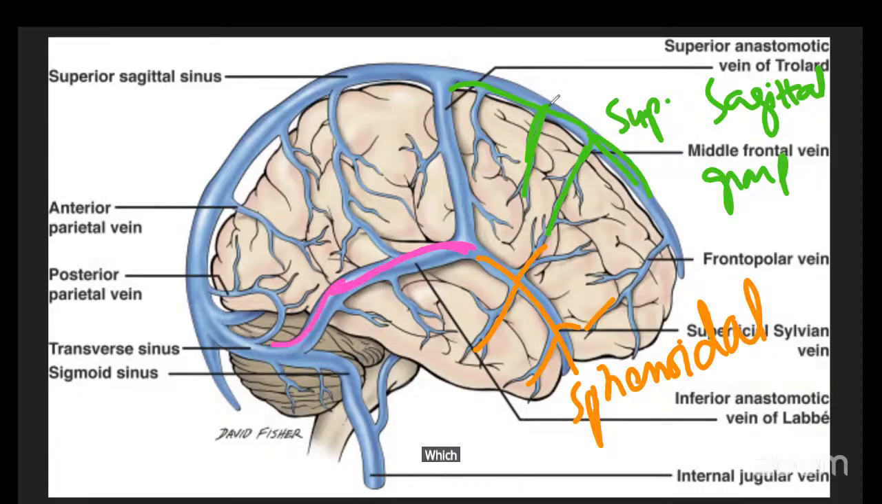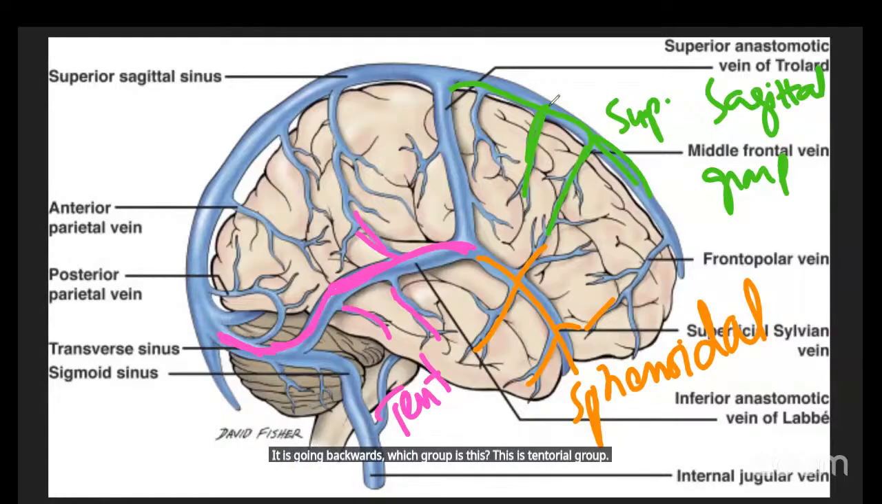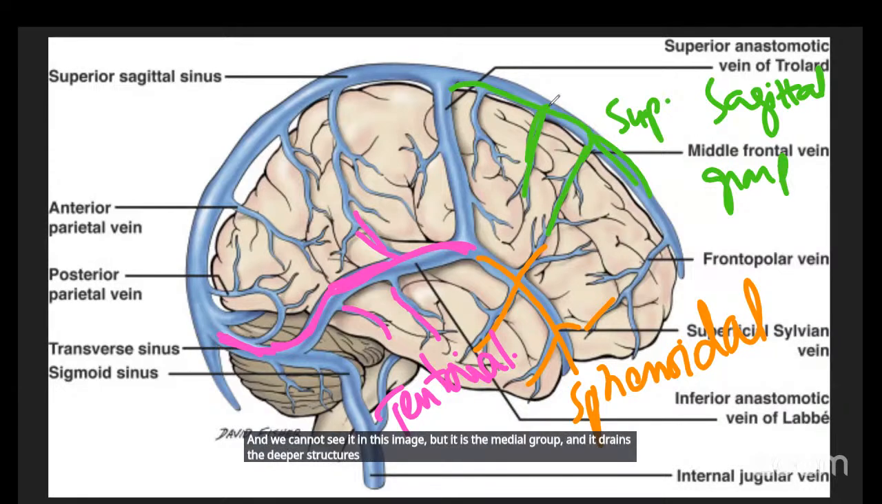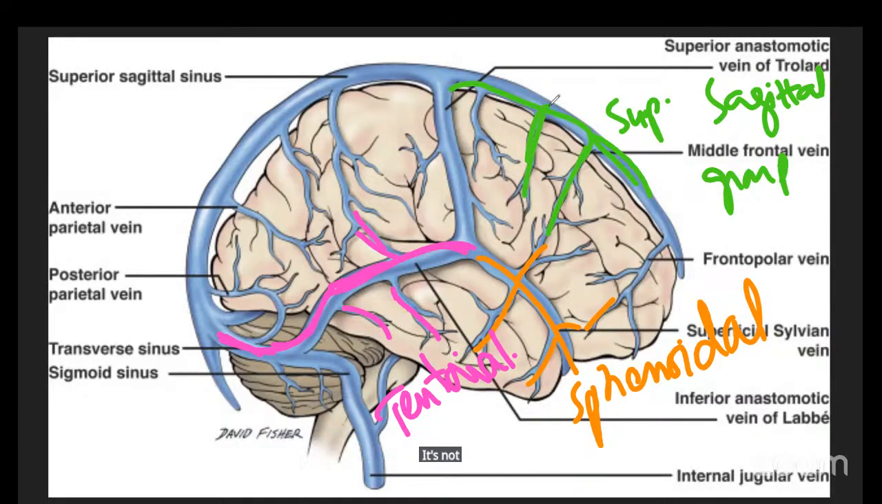Which is draining into the transverse sinus, portions of the temporal lobe, portions of the posterior parietal cortex, is going backwards. Which group is this? This is tentorial group. Right? And then there is another group, which is medial, and we cannot see it in this image, but it is the medial group, and it drains the deeper structures into the inferior sagittal sinus, goes back to the straight sinus. We have discussed that group in a previous illustration. It's not visible in this one.